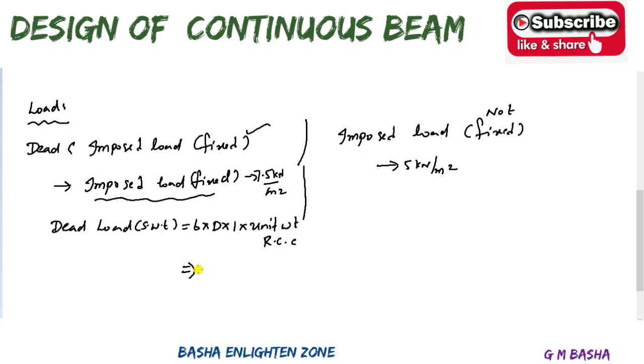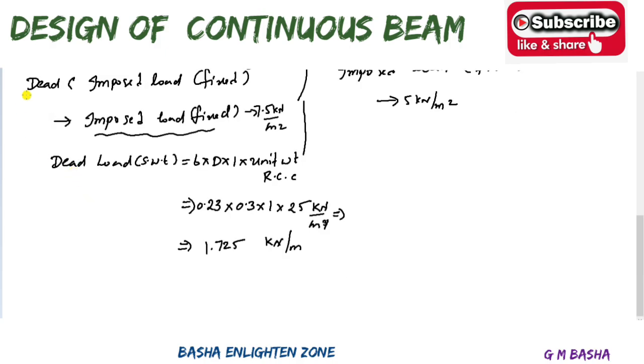So what is b? They will give, we are choosing that one will be equal to 0.23, and d will be the depth, how much we have taken. Here we have taken approximately 300 mm, which is 0.3 in terms of meter, into 1 meter into unit weight of RCC. So it will be in terms of kilonewton per meter cube. All these are in meters, so meter cube will be cancelled. So overall the value obtained will be kilonewton per meter. If you simplify, how much you will get? You will get around 1.725 kilonewton per meter.